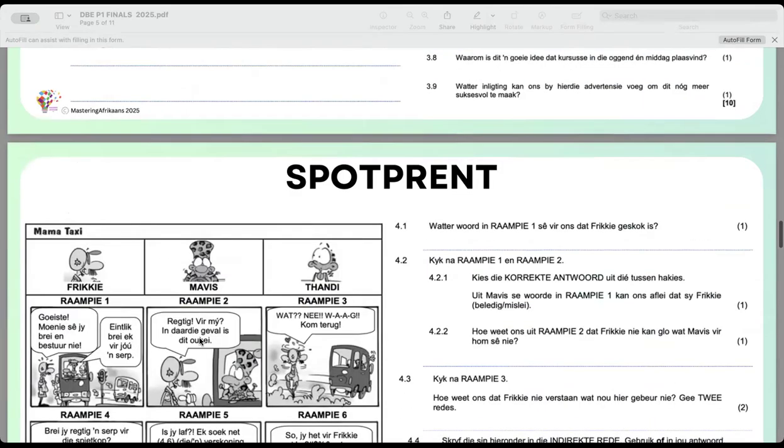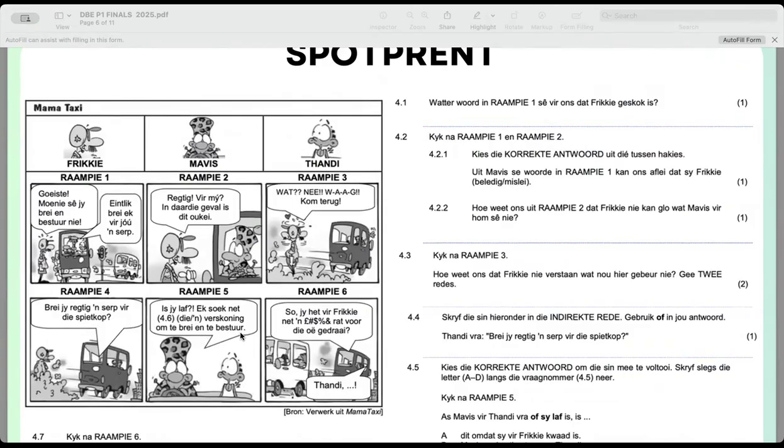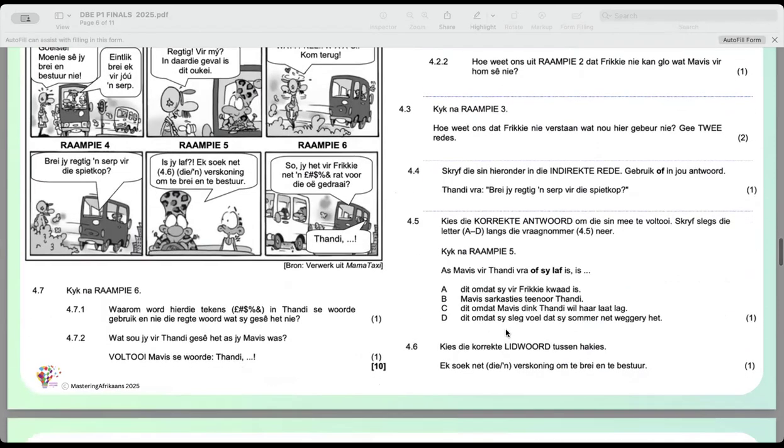All right, then with your spot printer, again, you don't need to read the whole thing. You can just have a look at it, look at the pictures, get an idea for what it's all about. And then when you start answering the questions, you can start looking at in detail. Okay, you got Frikkie, Mavis, and Tandi are the three characters, and then you're having a look at it sort of from each person's different point of view. They do include some grammar in this. So like here, this one is about indirect speech.